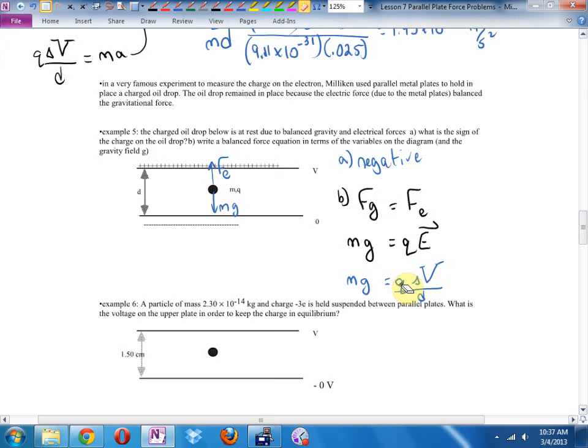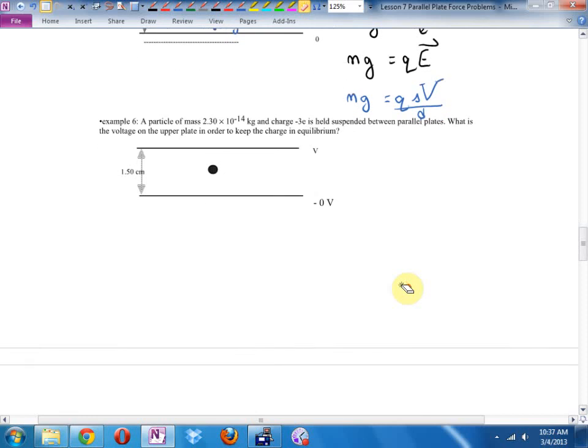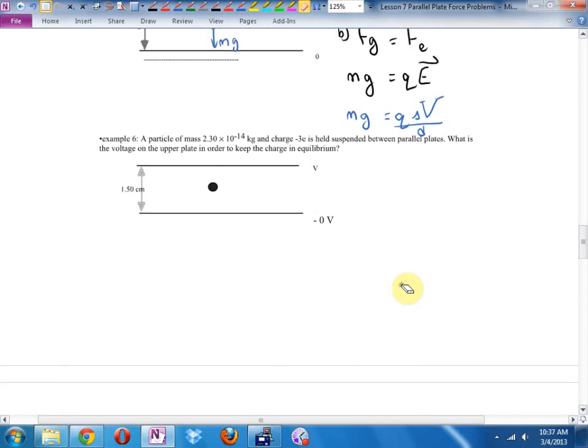It's actually a tiny bit more complicated than that. I'll show you a video on that in just a little bit. But let's look at an example. Example 6. A particle of mass 2.3 times 10 to the negative 14 kilograms with a charge of negative 3 electrons, or elementary charges, is held suspended between the parallel plates.